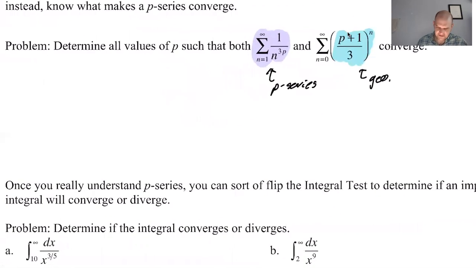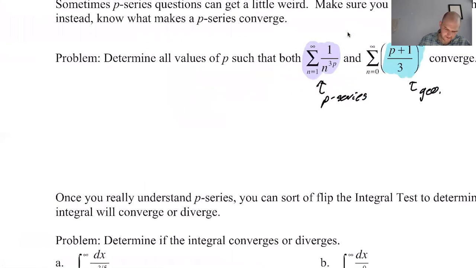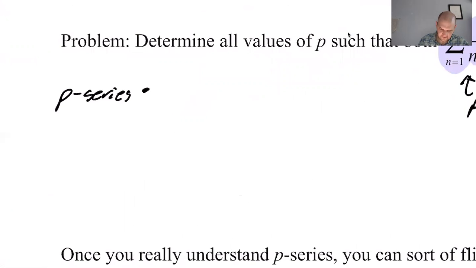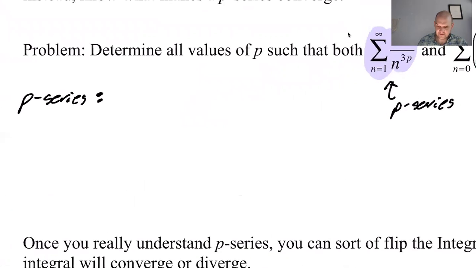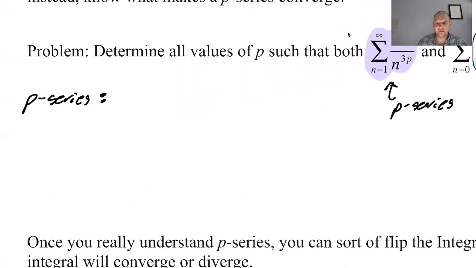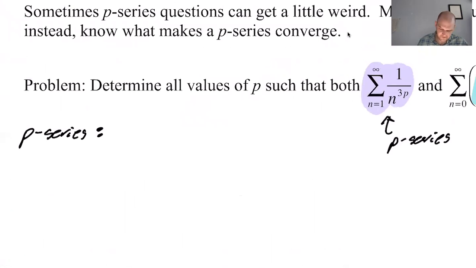So for a p-series to converge, I know that I need the exponent of n to be greater than 1. So in this particular problem, the exponent of n is 3p. I need 3p to be greater than 1. So I need p to be greater than 1/3. Okay, so if p is greater than 1/3, then this purple series will definitely converge.